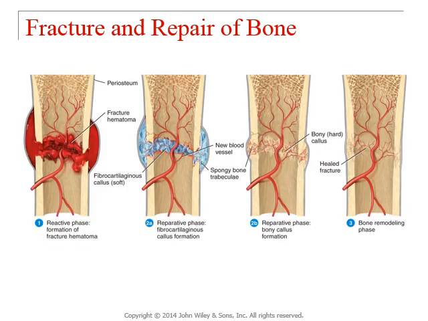So here we see the 4 stages for the fracture and repair of bone. First, you're going to the reactive phase. You're going to have what's called a fracture hematoma, where basically blood is going to flood in the area, it's going to scab it. Next, you have the reparative phase, where the cartilage will start to form first.